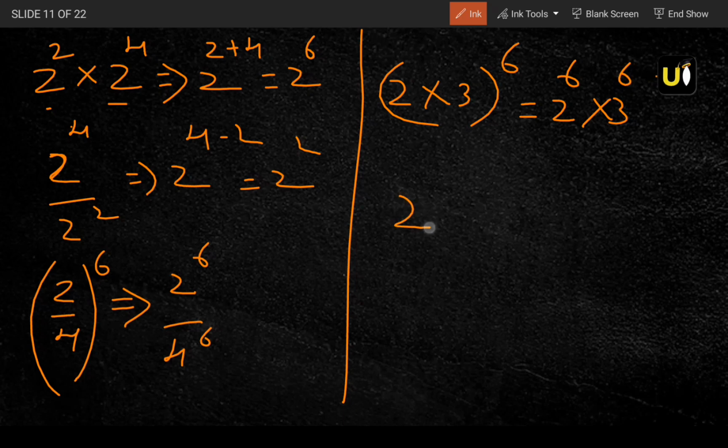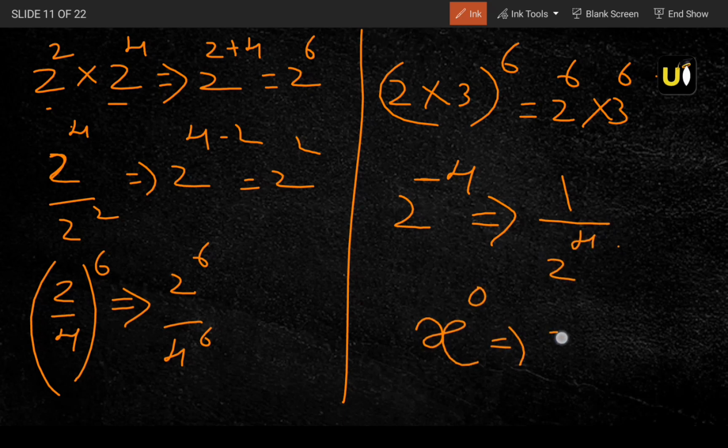For example, we are given 2 by 4 whole power 6. This can be written as 2 power 6 by 4 power 6. Or we are given 2 into 3 whole power 6. That means this can be written as 2 power 6 into 3 power 6. Suppose we are given 2 power minus 4. This can be written as 1 by 2 power 4. Similarly, anything power 0, this can be 2, x can be 2, x can be 1, x can be 3, and so on.